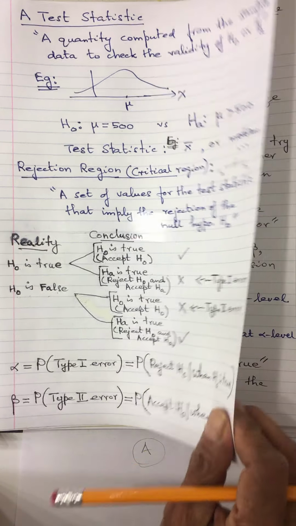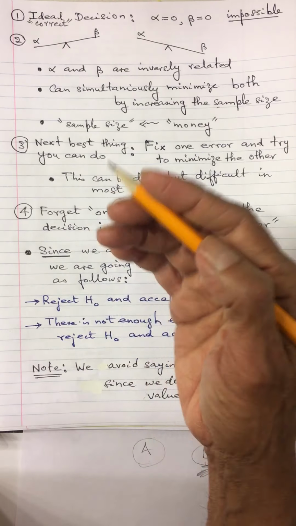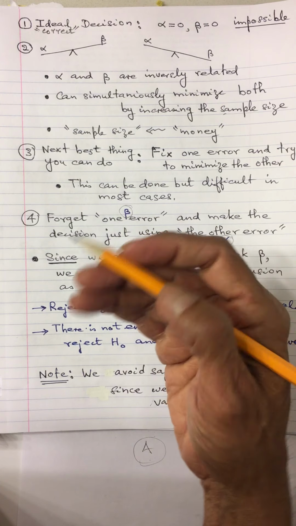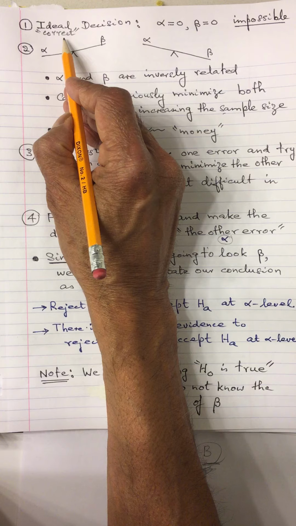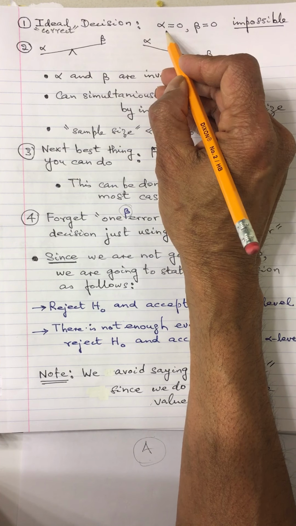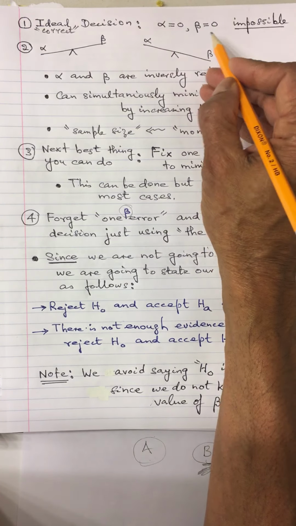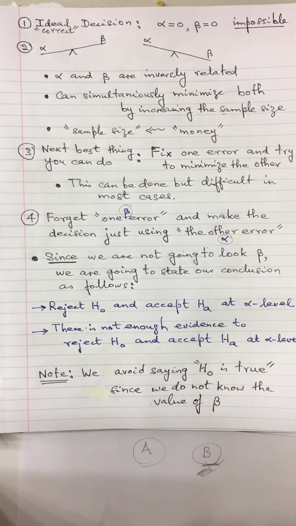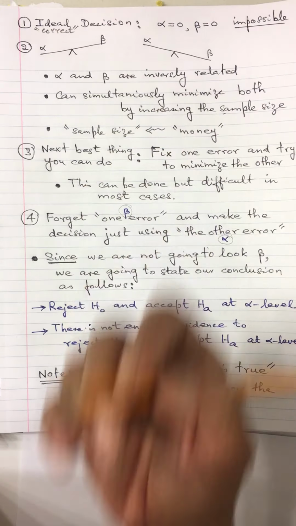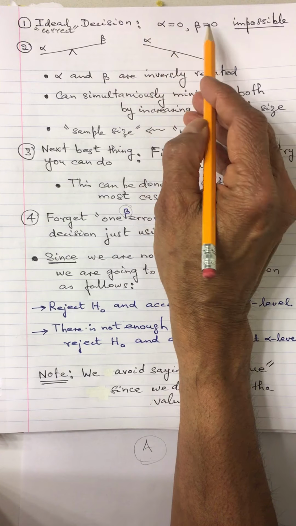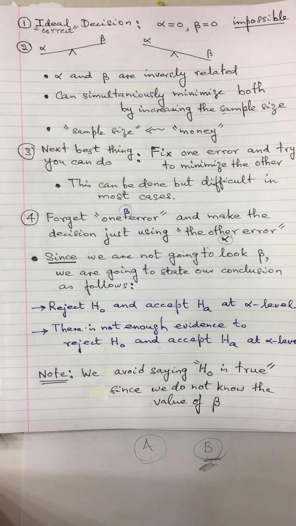Ideally, you want to do the right thing. The correct decision, the ideal decision, means you should not make any errors. Alpha should be equal to zero, and beta, that error probability, should also be equal to zero. But you are going to do it with a random sample, so making a decision like that is impossible because of that randomness.